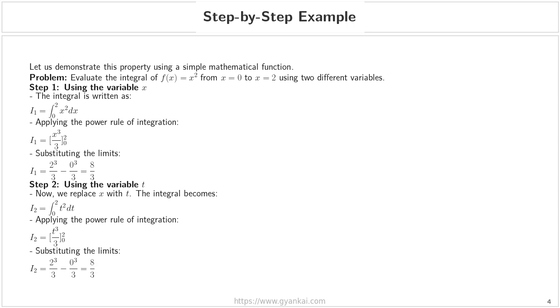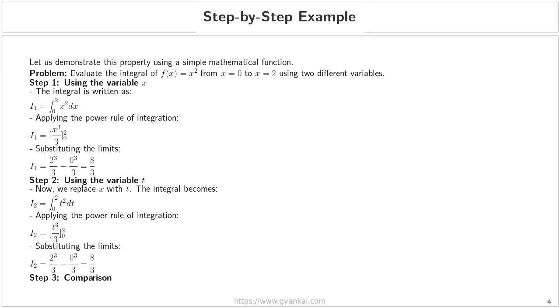Substituting the limits, we get 2 cubed over 3 minus 0 cubed over 3. This is exactly the same calculation as before, just with t instead of x. 2 cubed is 8, so we have 8 thirds minus 0 thirds, which equals 8 thirds. Therefore, I sub 2, which represents the integral using t, is also equal to 8 thirds.